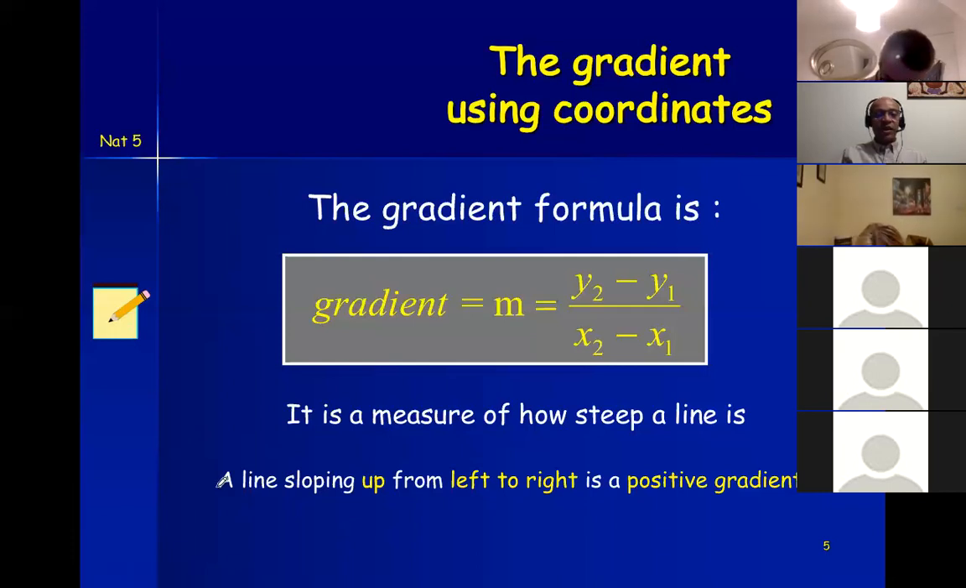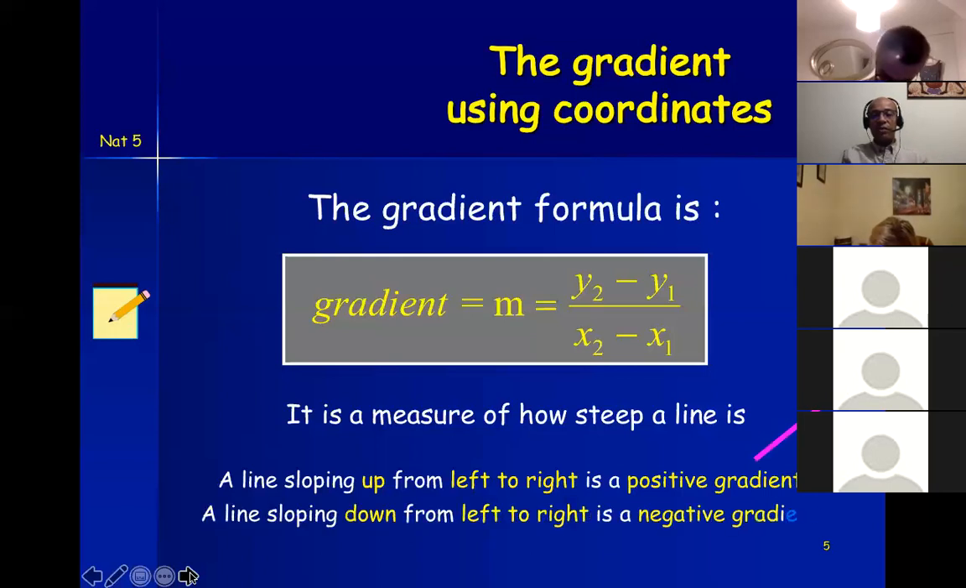Okay, so like I said, a line sloping up from left to right, we call it a positive gradient because remember we're going up, whereas if the line is sloping down from left to right, we did say that was a negative gradient. So when you're going down, it's negative. When you're going up, just think about everything up is positive.